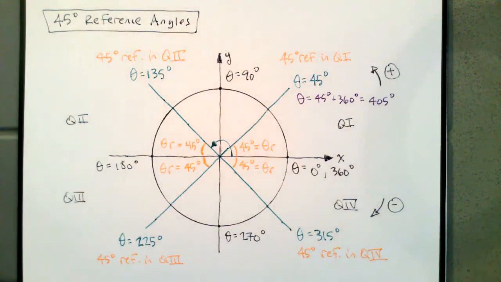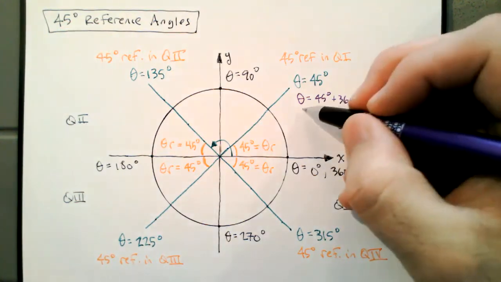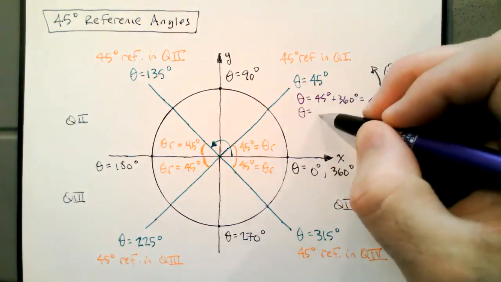So 405 degrees also has a 45-degree reference angle in quadrant 1. Because if we subtract off a full circle from 405 degrees, I end up with 45 degrees. So the 405 is coterminal with 45. If I go around again and take 405 and add another full circle, that will be 765. 765 is also coterminal with 45, and that will also be the same 45-degree reference angle in quadrant 1.